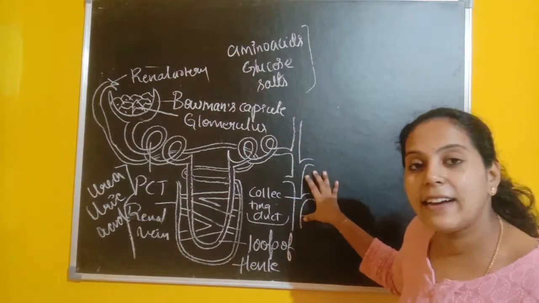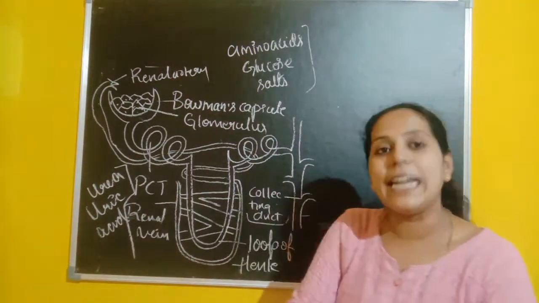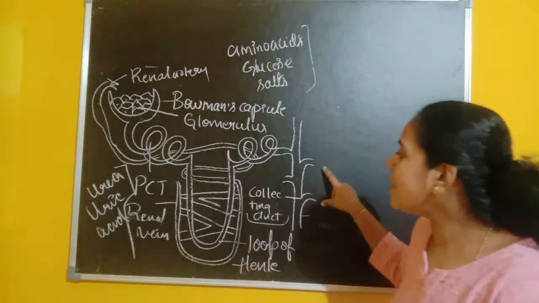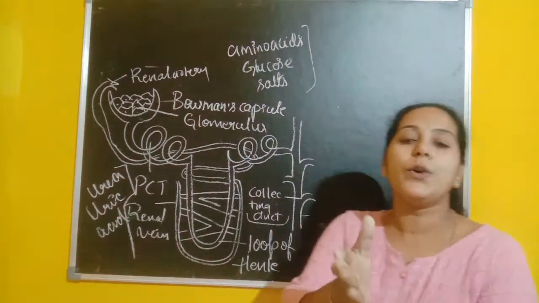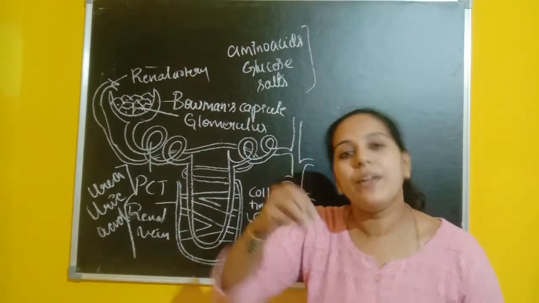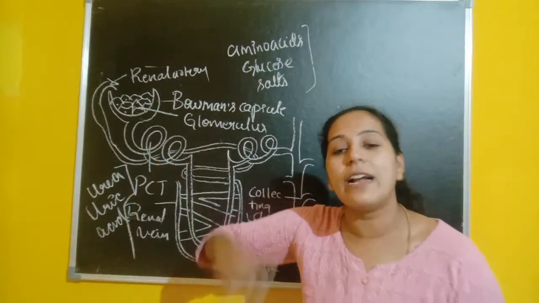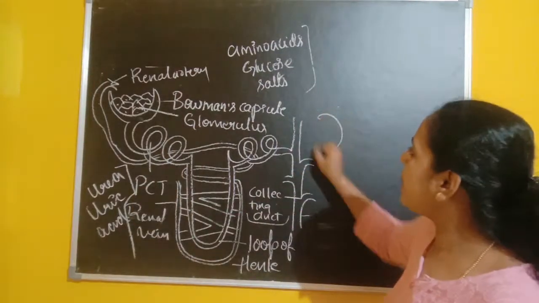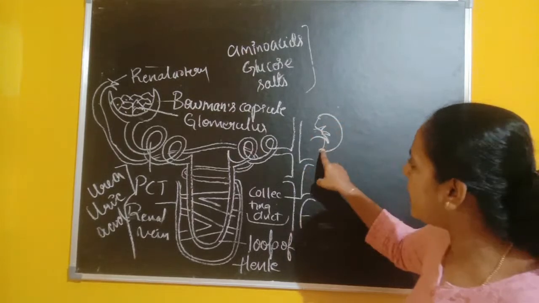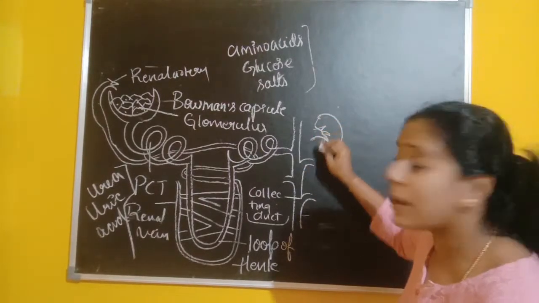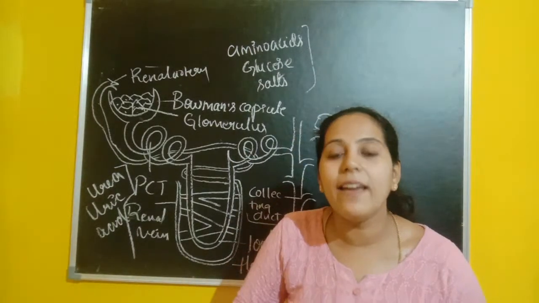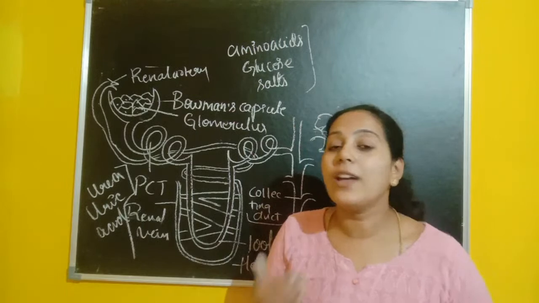Every collecting duct is in contact with the kidney. So now this collecting duct sends the urine to what? They send the urine to the hilum. This region of the kidney is called the hilum. From here, what happens? The urine enters the ureters, then the urinary bladder, and it is passed out through the urethra.